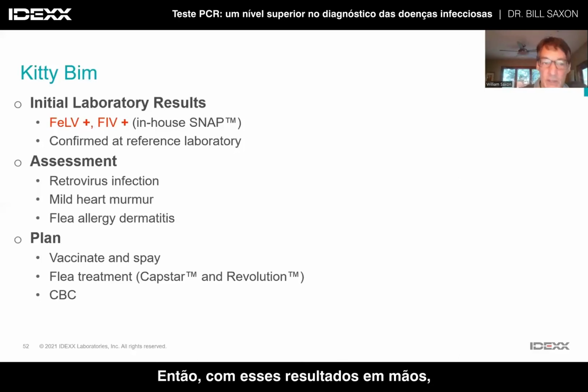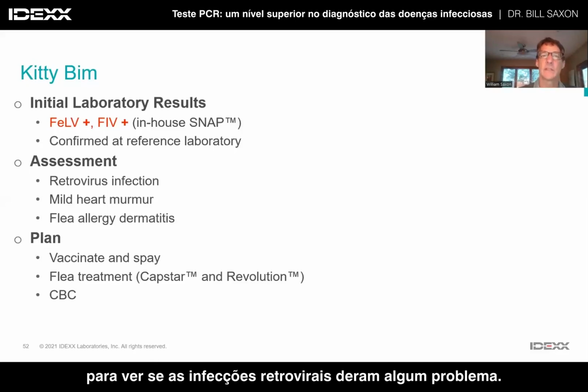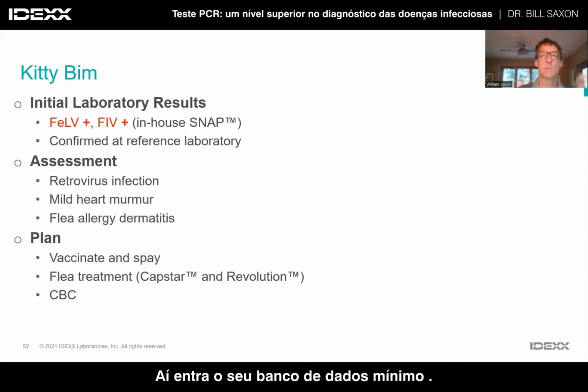So with these results in hand, our problem list is retroviral infection. She's got this murmur and she's got fleas, and maybe that's what's causing some of the crusting. So perhaps flea allergy dermatitis. So we want to get her on treatment for her fleas. We want to evaluate her further to see if the retroviral infections have caused any problems. And this is where your minimum database comes in.